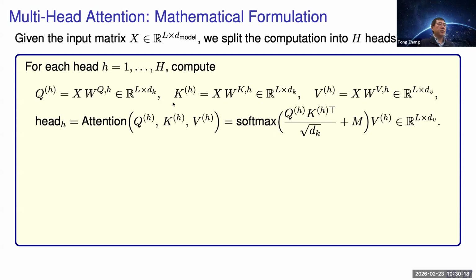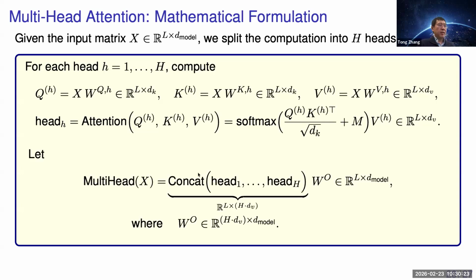In this sequence, you do a projection, you do attention, and for multi-head you concatenate these and multiply by this matrix. What is the size of this one? Each one is L times dV, where dV is the value dimension, so the concatenation becomes L times H times dV. Because you concatenate in the direction of dV, you always align with the token. So each token is aligned.